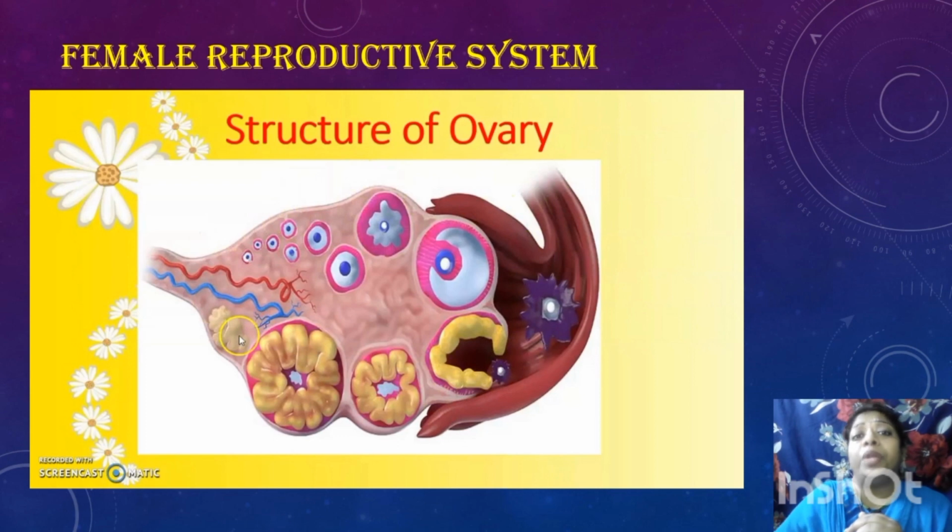So one of the ovaries releases the fully grown ovum, or the matured ovum, in 28 to 30 days, and that process is called ovulation. In further classes, we will be seeing what ovulation is and what the menstrual cycle is. But before that, you have to know the term used in the reproductive system: ovulation.